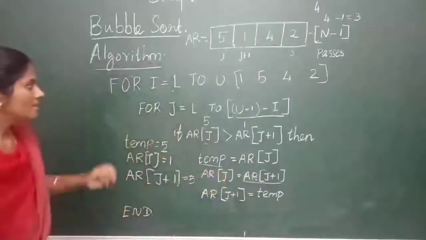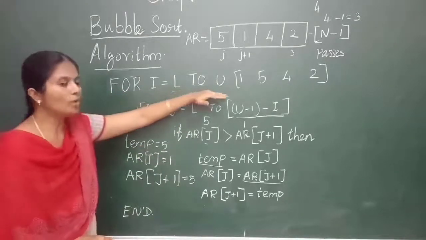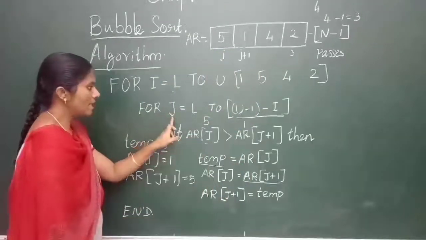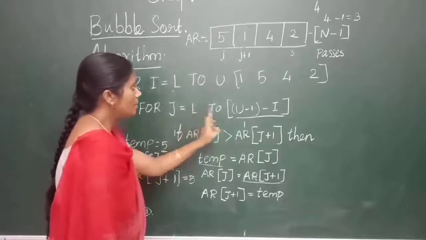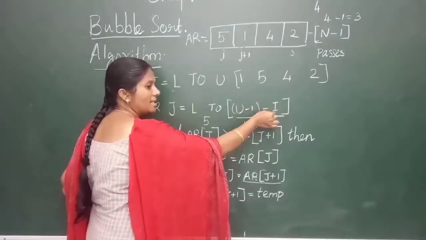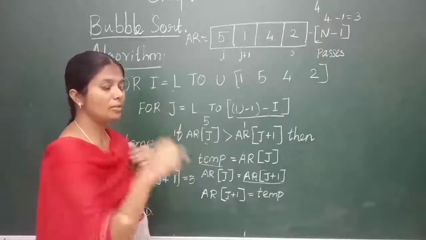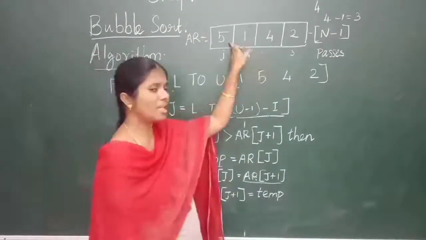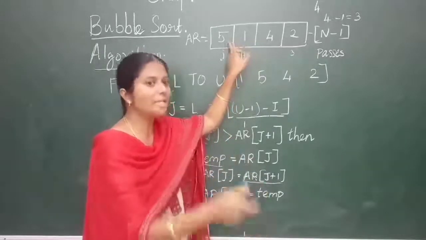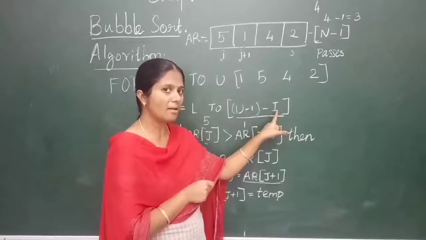Can you understand? So listen, again I will explain this part. First one is for I equal to lower to upper. It will start the values from the lower position to the upper value. The next one, for j equal to lower to upper minus 1. This is why we have mentioned minus I: upper minus 1 minus I means that because the first pass is completed, the largest element is found. You know that the largest element is 5. After the first pass, the largest element is found at the last position. That's why we have mentioned minus I here.